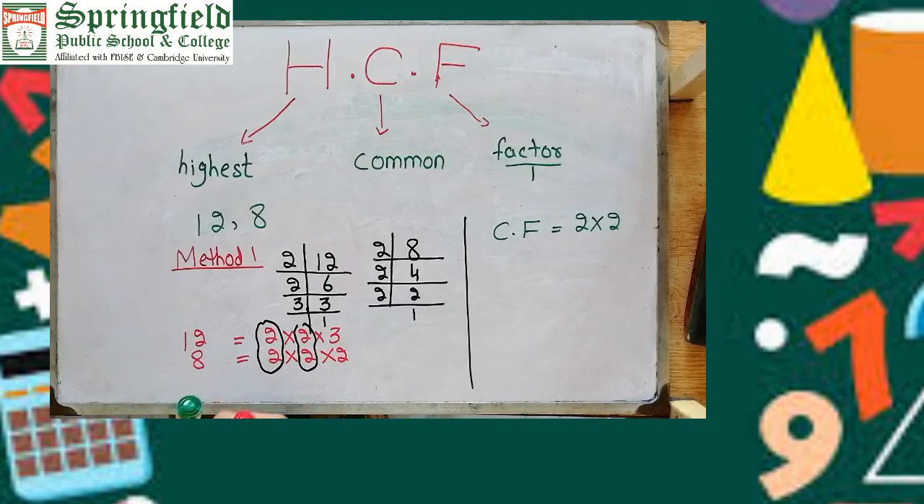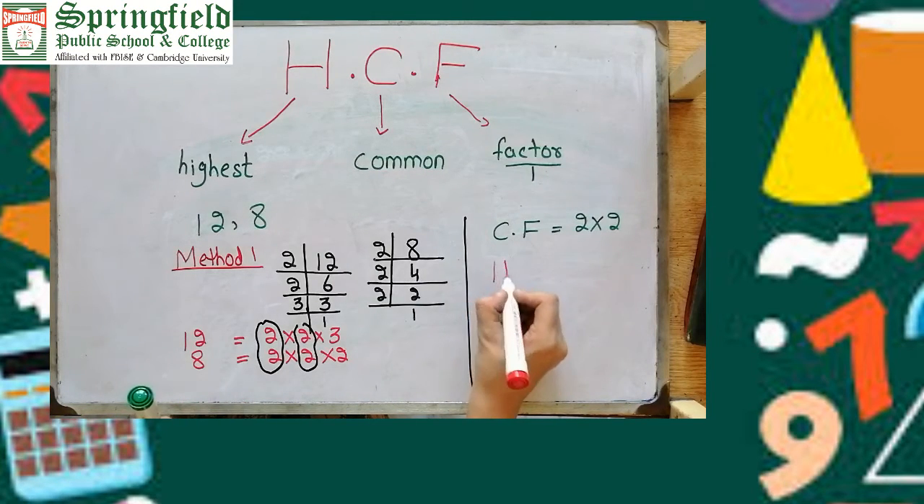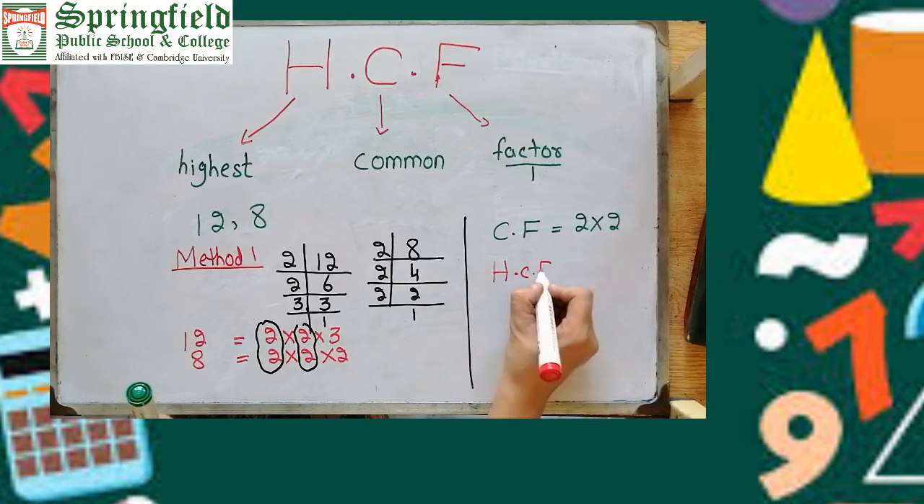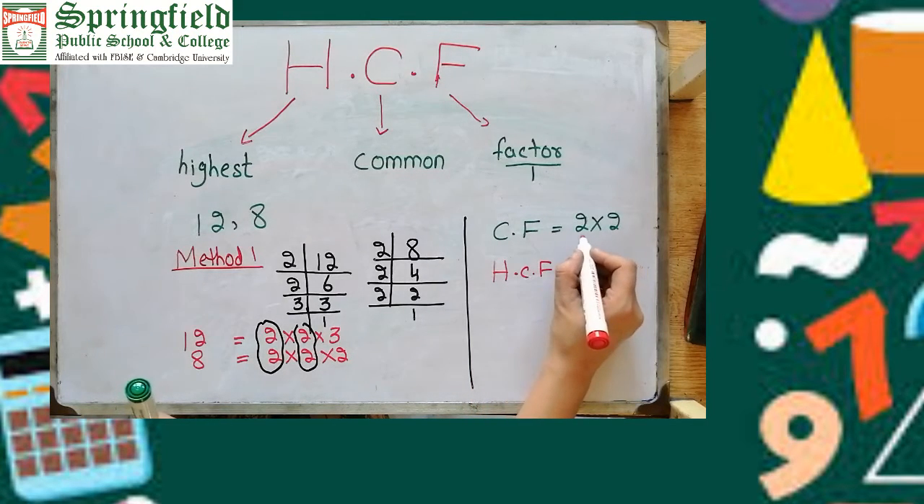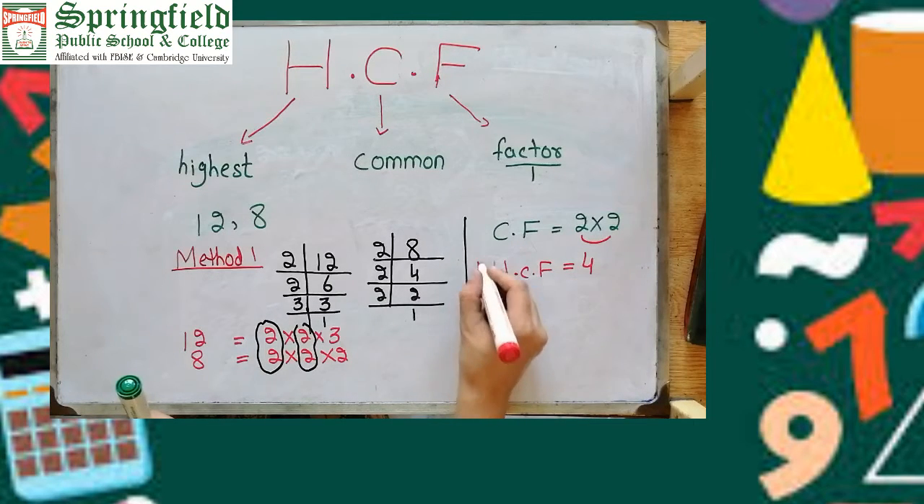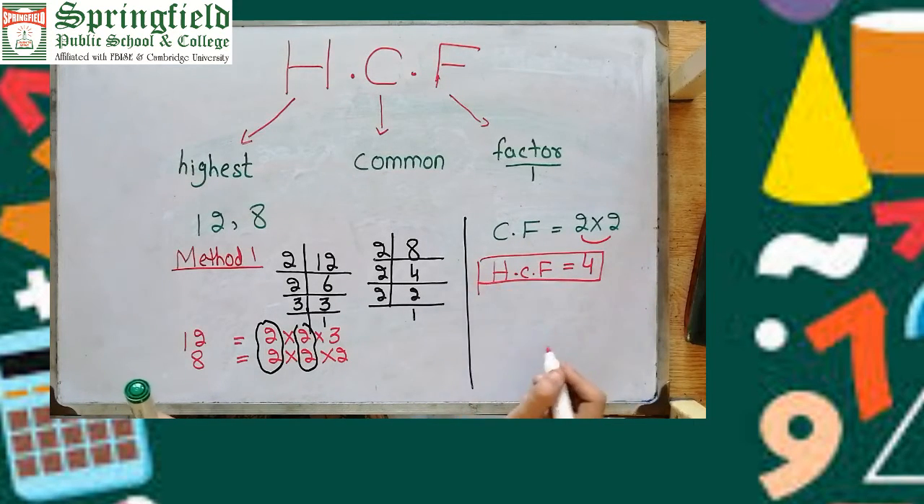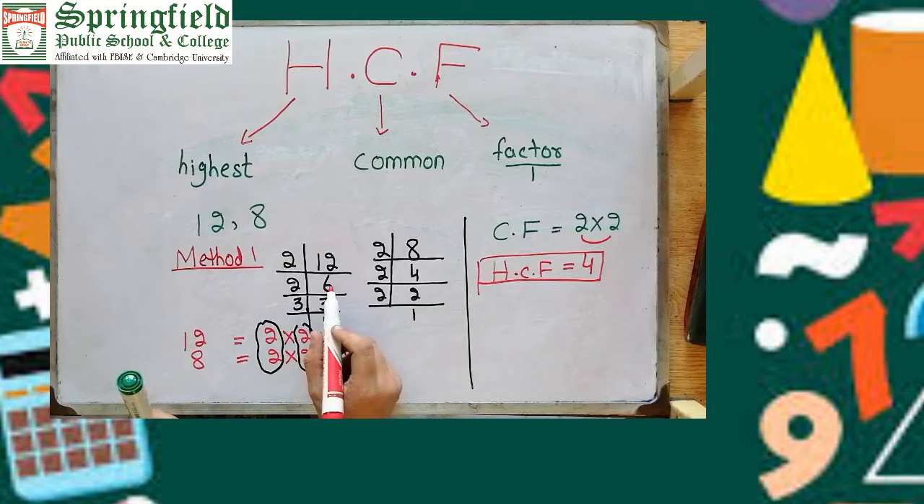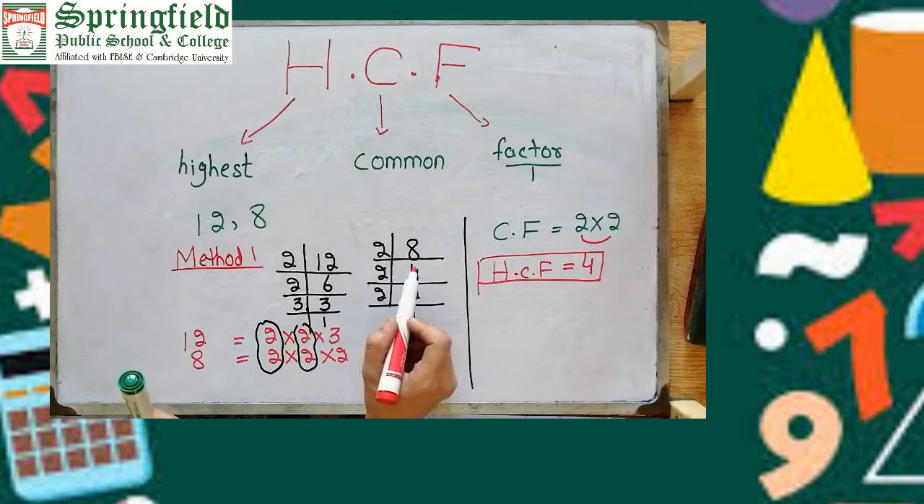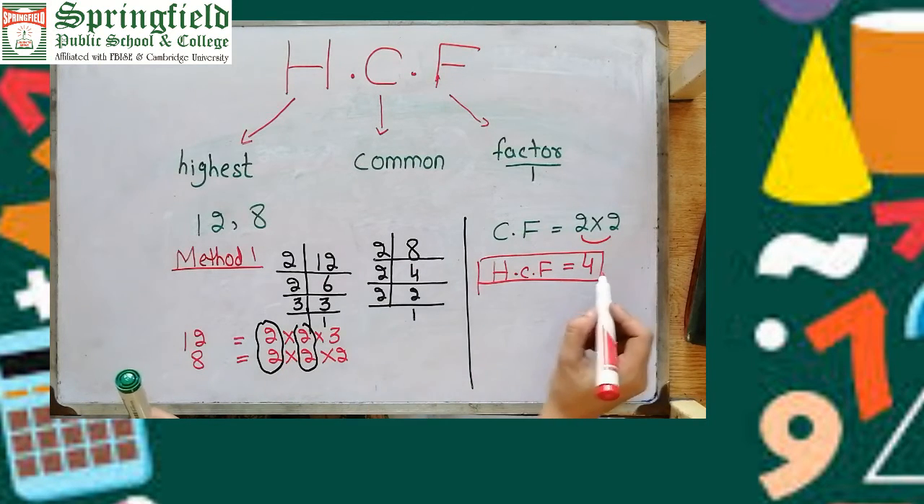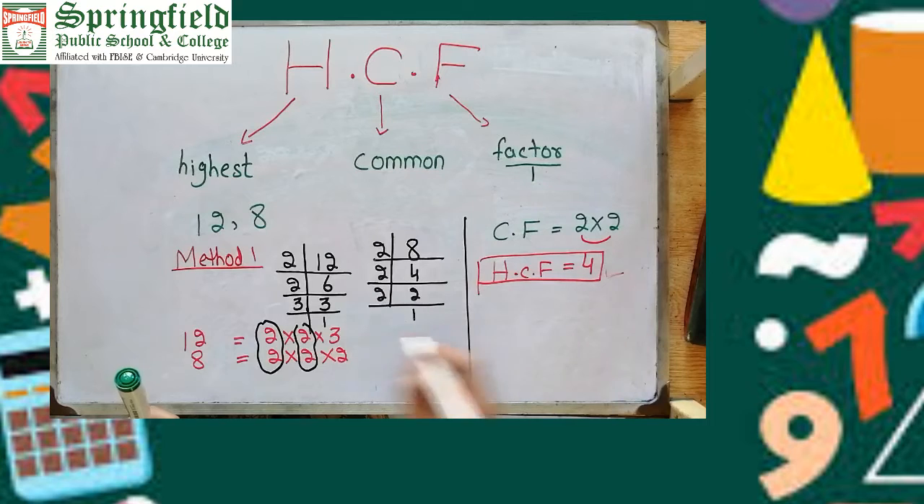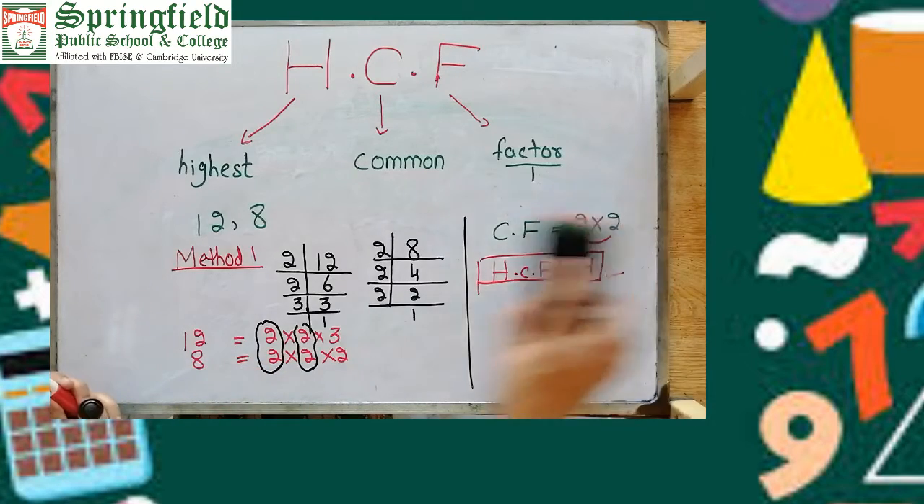What will be the HCF? HCF will become the multiplication of the common factors. So 2 twos are 4. It means 4 is the highest common factor of 12 and 8. Fine? Understood better? Okay. This was your method number 1. Now come to method number 2.